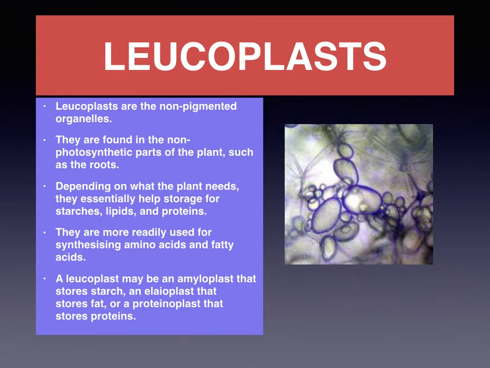Then where will they be found? Of course, they will be found in the non-photosynthetic parts, or parts which are under the ground, which are not visible to the sunlight. So mainly in the roots. Roots are the places where they are seen in large numbers. Then what is their function? Why are they there? If they are not going to give any color to the plant, or there is no pigment, then what is the use of these leucoplasts?